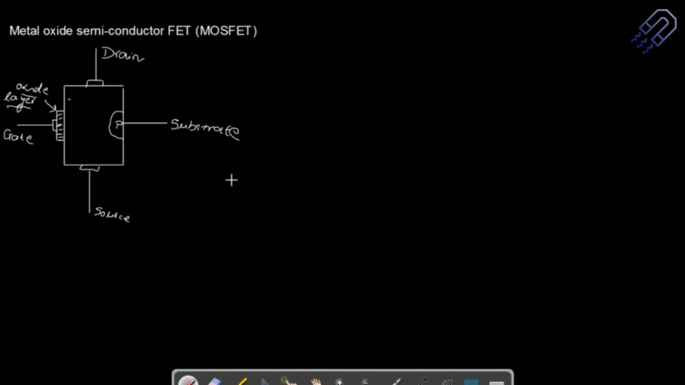The symbol is also not very complicated. It's almost similar, but when you draw a MOSFET, you have to draw it like this. I will tell you why we draw it like this. The idea is simple. So that's the symbol. This part is the substrate. Let me just complete this first.